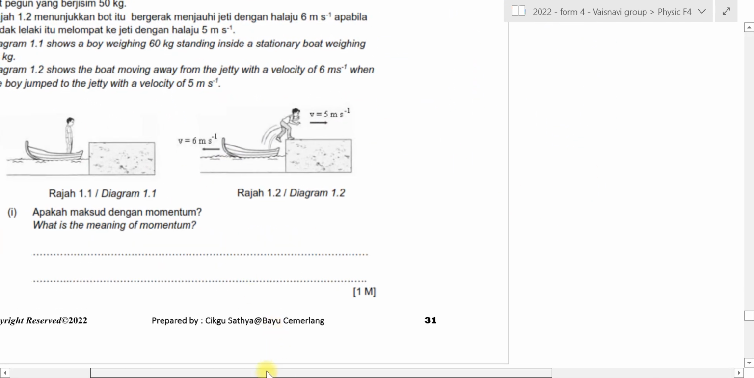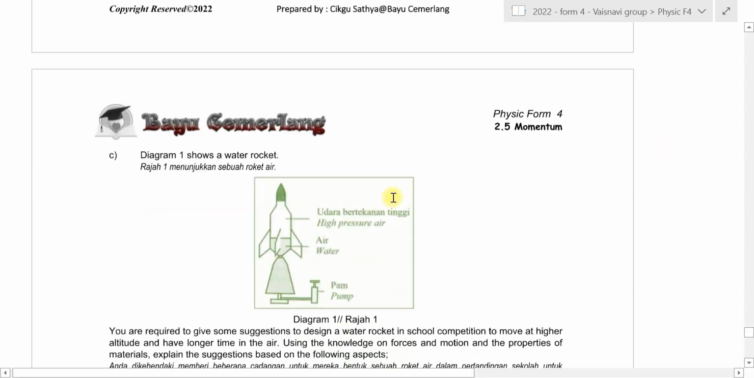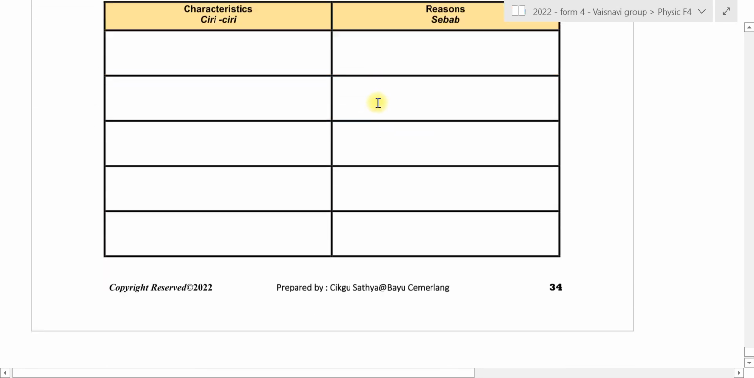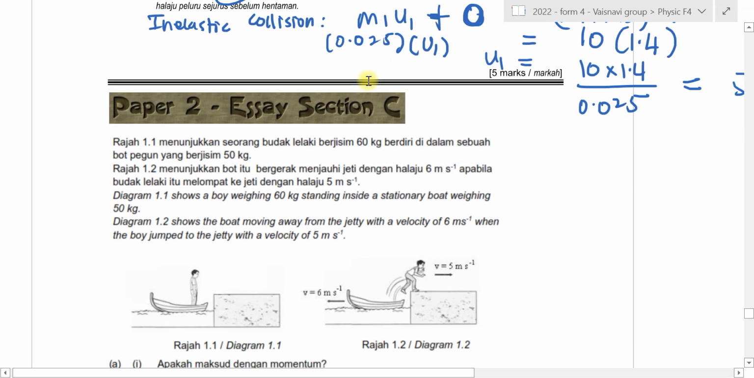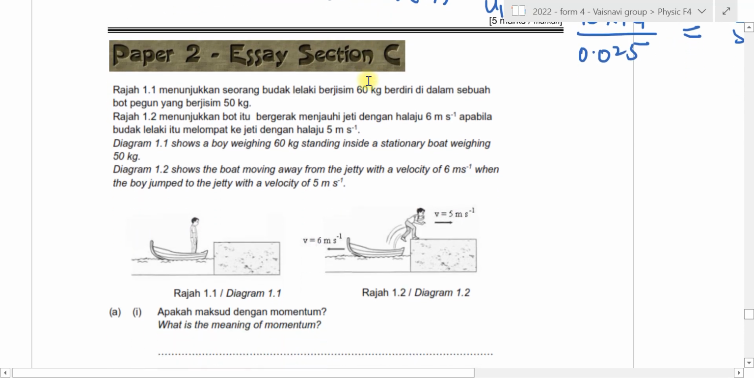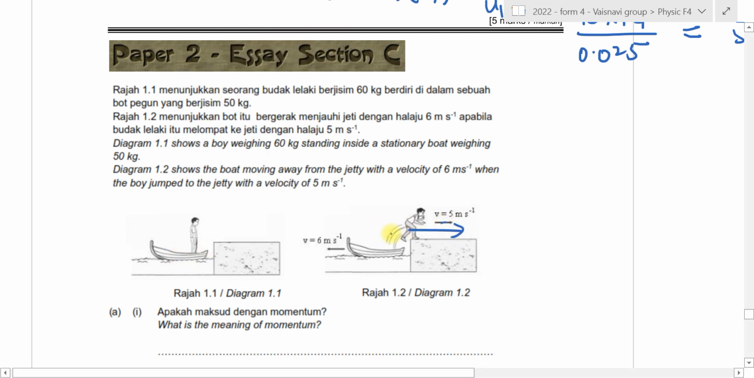Okay, come, we go try the section C essay. Okay, section C essay. Hari tu saya tunjuk section D punya essay. Hari ni kita tengok section C punya essay. Diagram 1.1 show a boy weighing 60 kg standing inside a stationary boat weighing 50 kg. Okay, dia pun stationary, yang ni pun stationary. After dia jump, dia pergi belah kiri, kanan, boat gerak belah kiri.